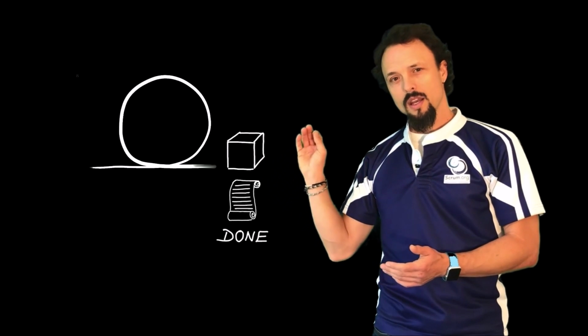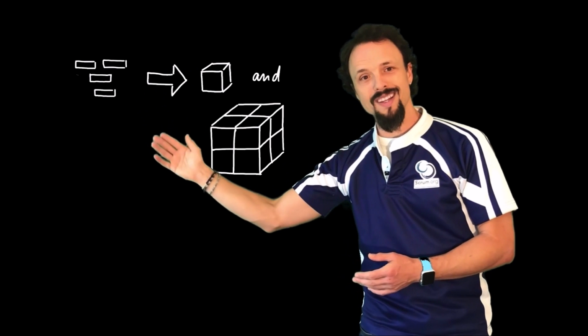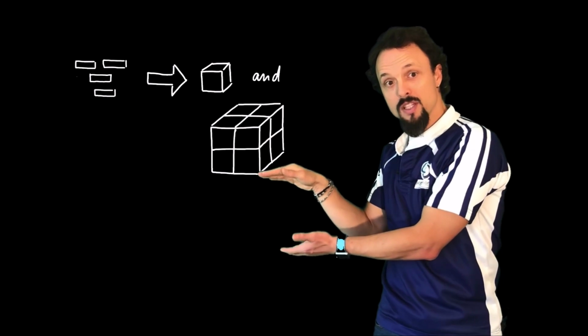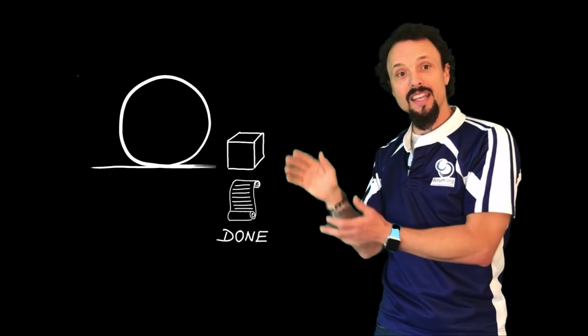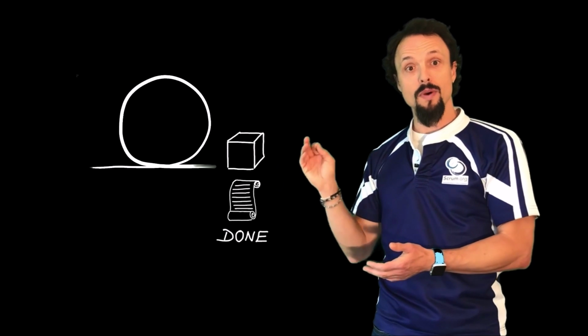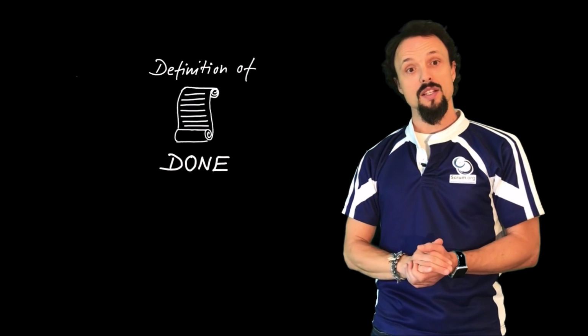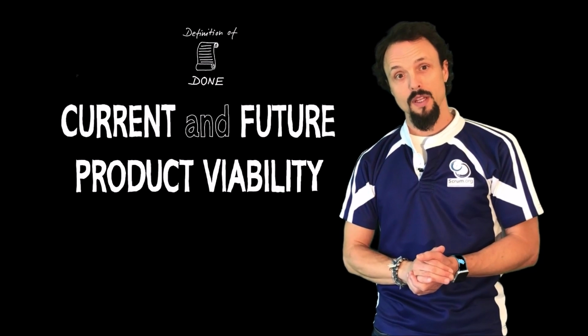The increment is the sum of all the product backlog items completed during a sprint and the value of the increments of all the previous sprints. It's the whole product. And at the end of a sprint, the new increment must be done, which means it must be in usable condition. So the definition of done is about current and future product viability.